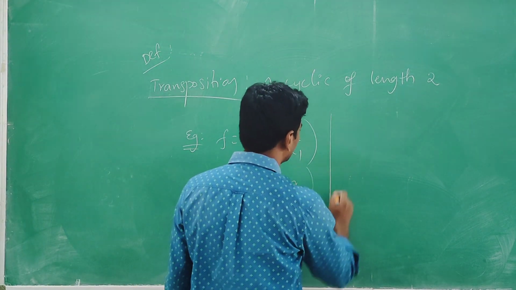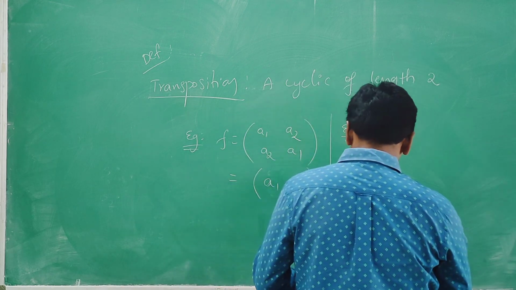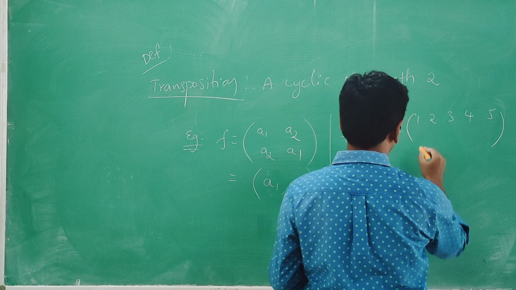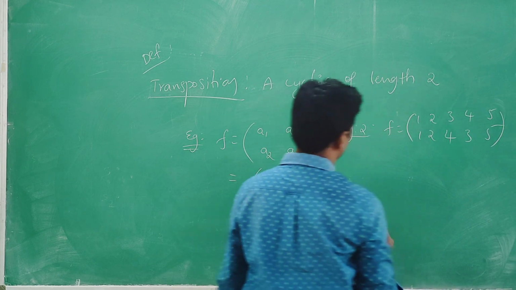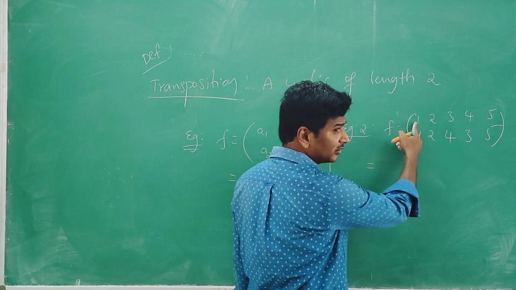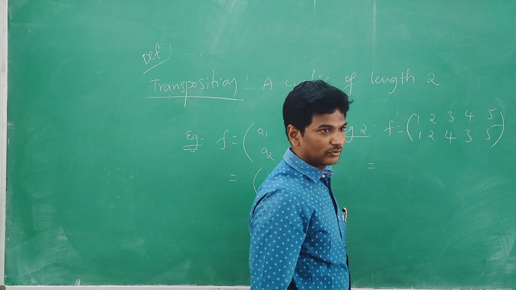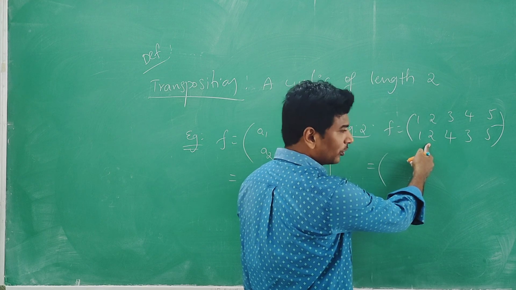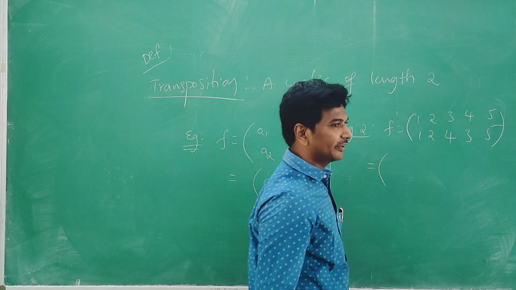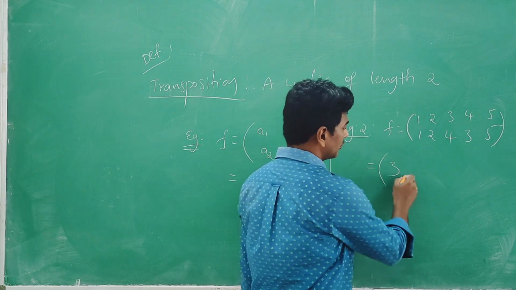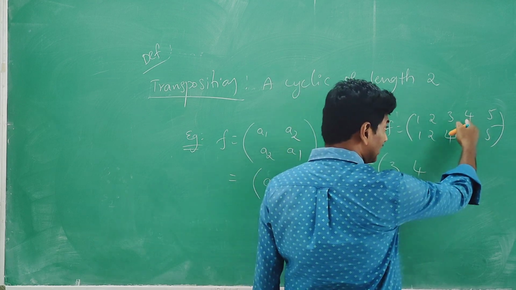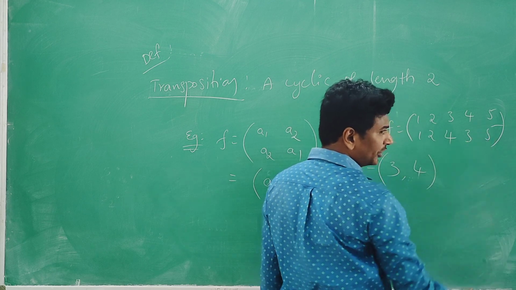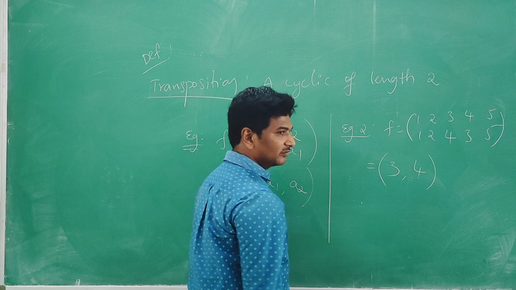I'll give you one more example. A second example. Say F is equal to 1, 2, 3, 4, 5 over 1, 2, 4, 3, 5. You can start with 1. The image of 1 is the same, no need to write. Start with 2, same. The image of 3 is different, so we start with 3. The image of 3 is 4. The image of 4 is 3, repeated. The image of 5 is 5, no need to write. Therefore, F is a cyclic of length 2.